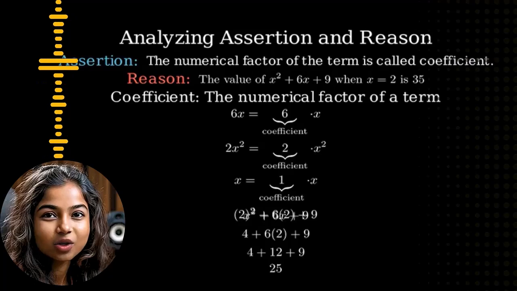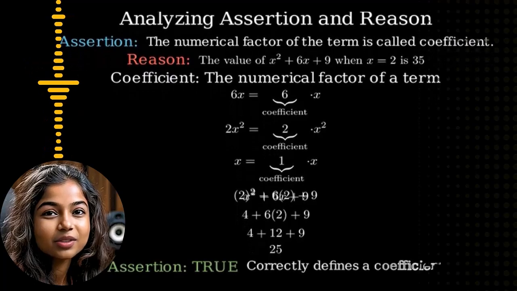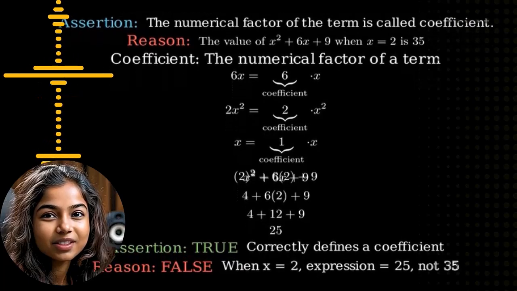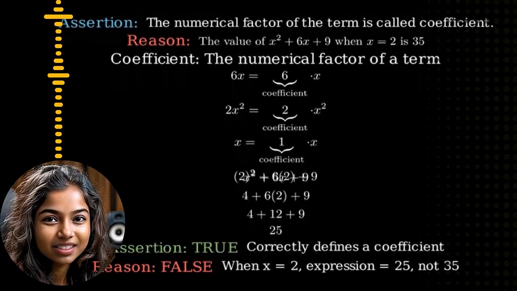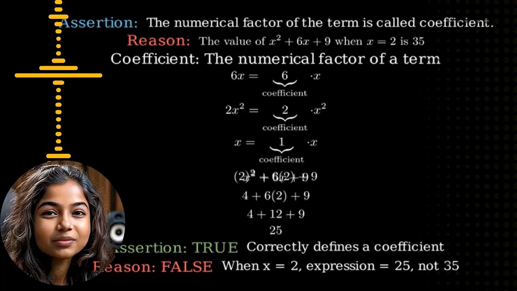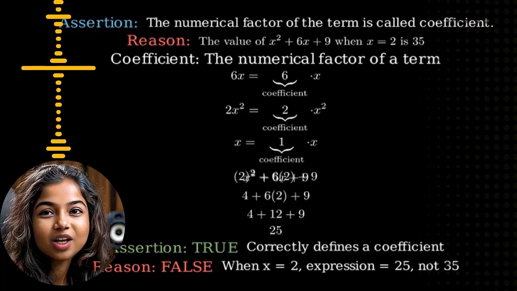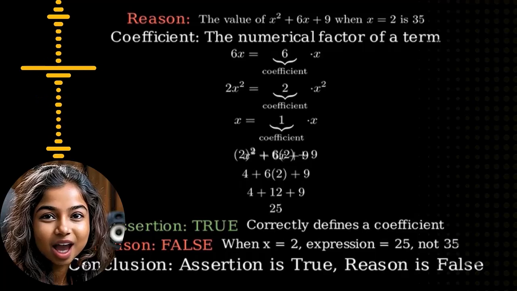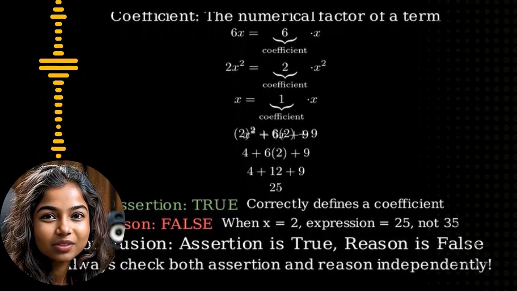Now we can analyze both parts. The assertion is true because it correctly defines what a coefficient is. However, the reason is false because when we substitute x equals 2 into the expression, we get 25, not 35. Therefore, while the assertion is correct in its definition of a coefficient, the reason is incorrect in its calculation. This makes this an example where the assertion is true, but the reason is false. Remember, when evaluating assertion and reason questions, we must carefully check both parts independently, as one can be true while the other is false.